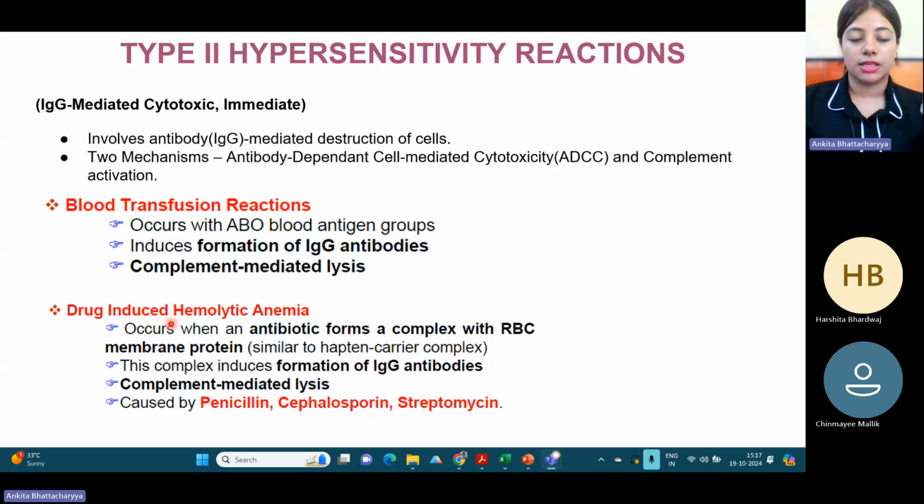In such a patient, it will occur when an antibiotic is forming a complex with the RBC membrane or surface protein, much similar to hapten carrier complexes, which again is something we have looked at before. So that also leads to the formation of IgG antibodies because they are recognized as something foreign within the system, leading to complement-mediated lysis. Majorly, this is the same for drugs like penicillin, cephalosporin, or streptomycin.